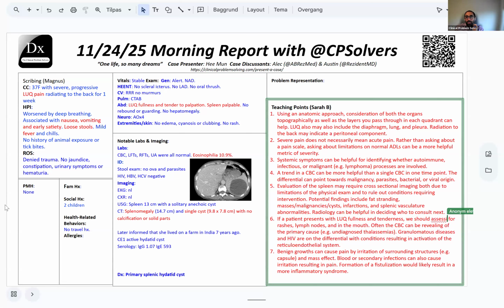And then the other aspect is, whenever you see organ enlargement, I think our automatic train of thought is that there's something within the parenchyma that's growing, but be open to the possibility that there is an extraparenchymal disease within the organ that is expanding the organ. And I think that was something that I had never reflected on before. So yeah, Hee-Moon, thank you so much for the case. Alec, what are your reflections?